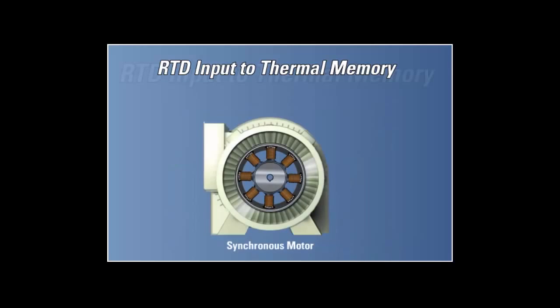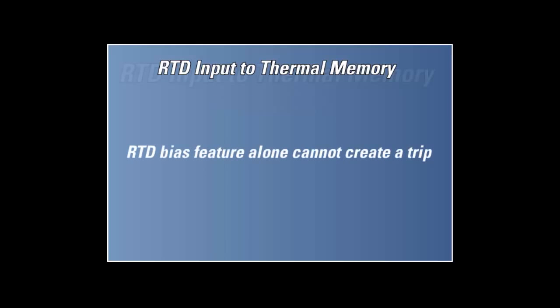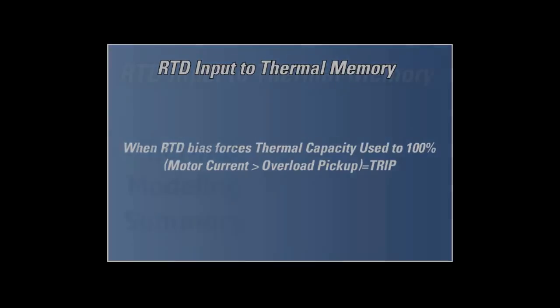This feedback provides additional protection when errors have been introduced, such as when the cooling has been lost, or incorrect selection of the overload, or the ambient temperature is unusually high, etc. It should be noted that the RTD bias feature alone cannot create a trip. If the RTD bias feature forces the thermal capacity used to 100%, the motor current must be above the overload pickup before an overload trip occurs. Presumably, the motor would trip on stator RTD temperature at that time. This completes the motor thermal modeling.